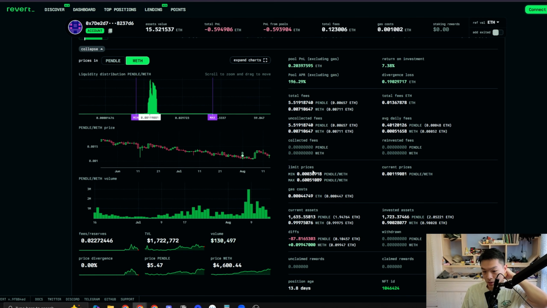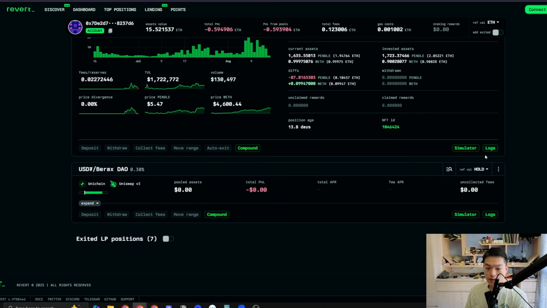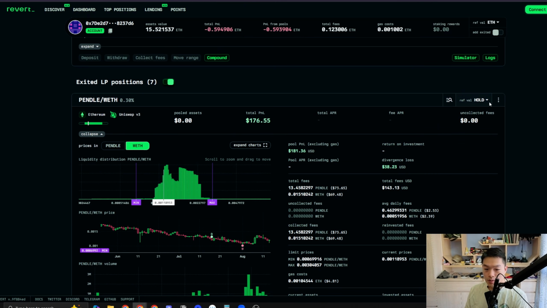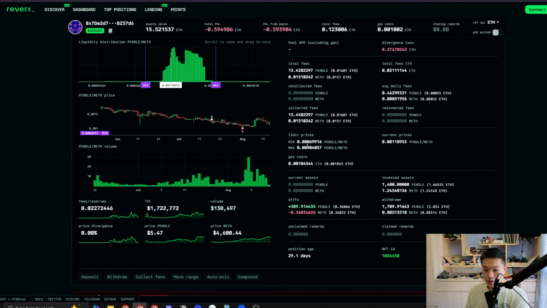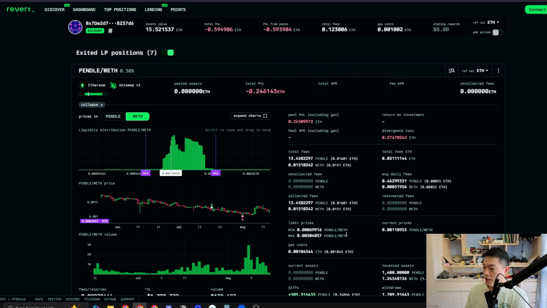So I'm betting on outperformance here, and you can see my ranges are pretty wide. It's at 0.0003 and at 0.6 here. Current price is at 0.00119. So it's very, very likely that I will stay in range. And if you look at my previous position, the ranges are a little bit tighter here. You can see it's at 0.0006 and 0.003. So quite a big difference here. And again, the reason why I expanded the range is to have less risk and more capital gains.